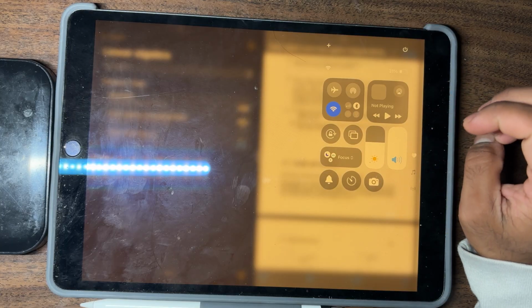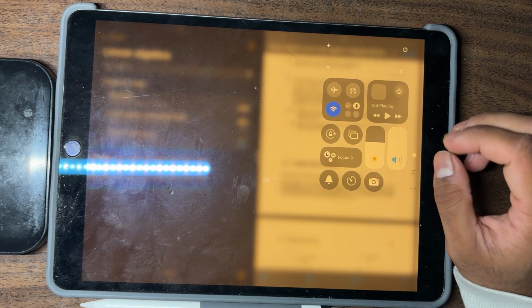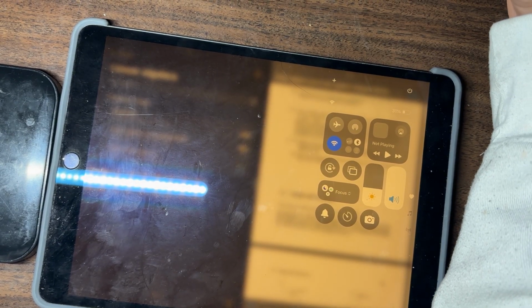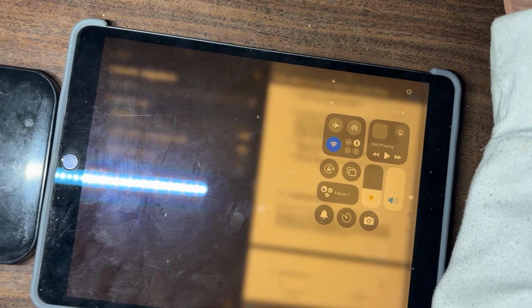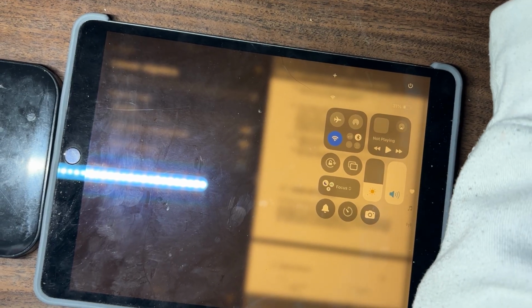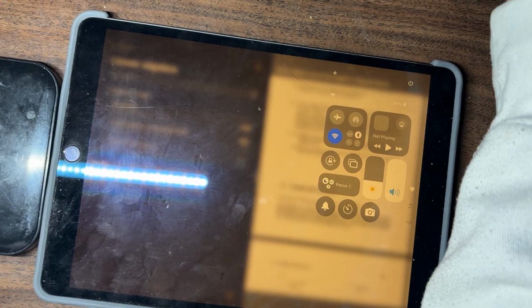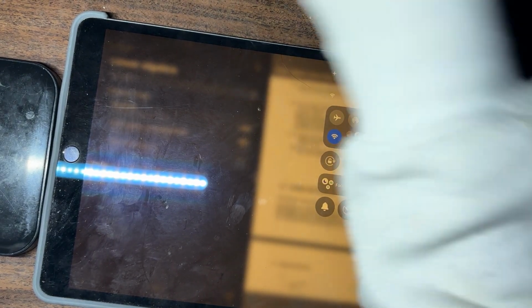Crap, I need to charge, right? Oh man, I hate this charging, man.